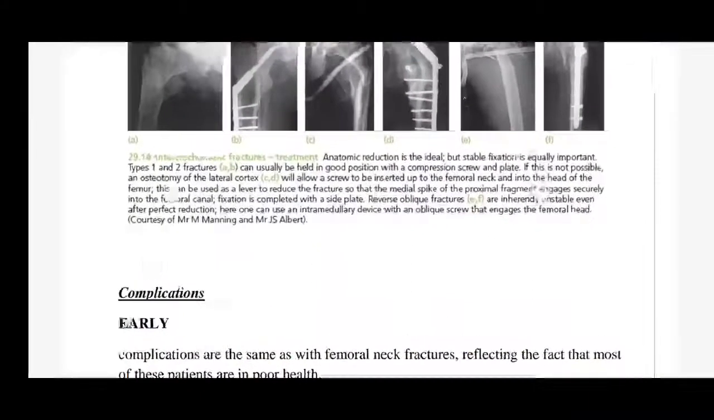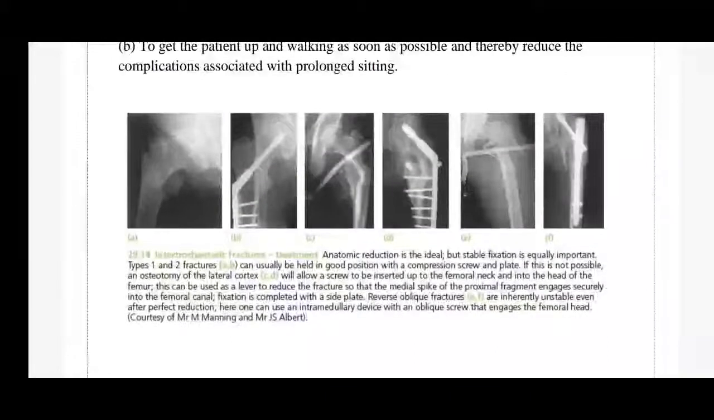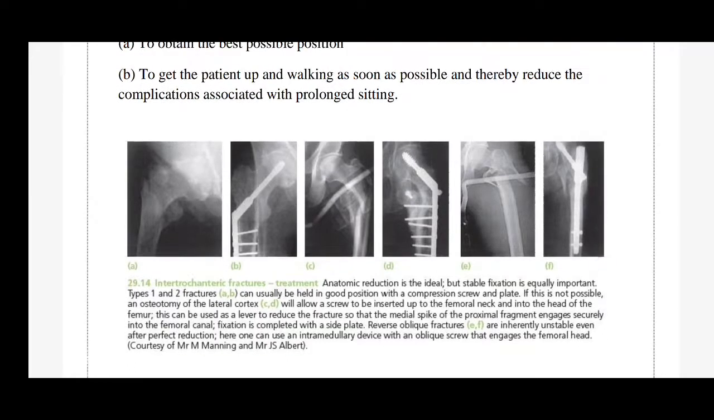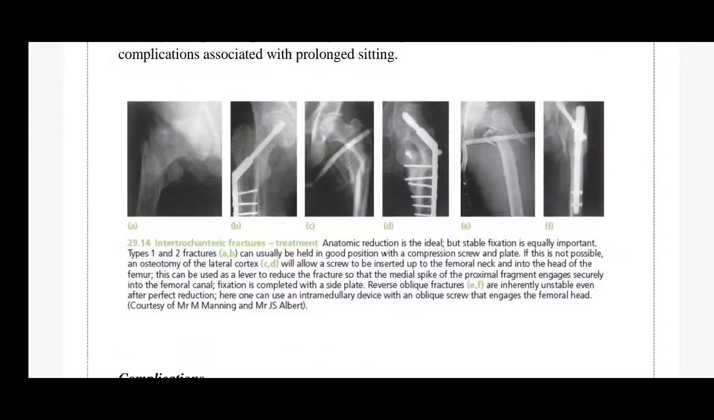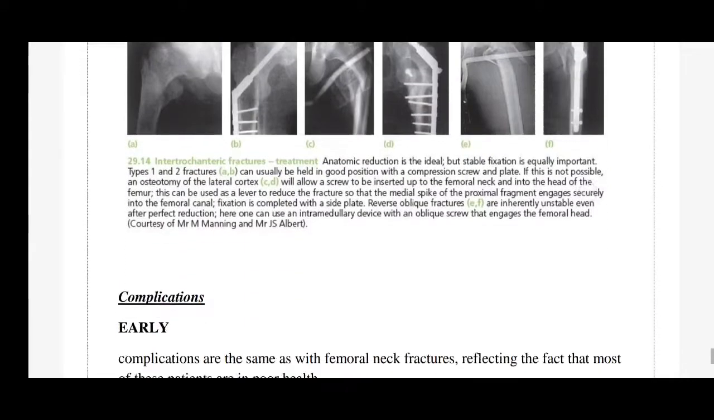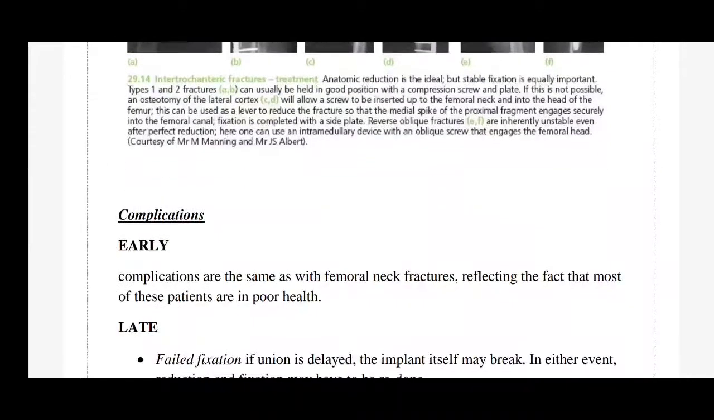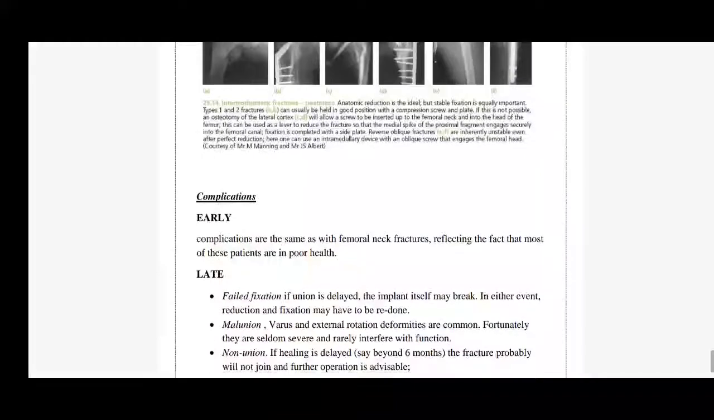The modalities of fixation available for the intertrochanteric fracture: this is the dynamic hip screw, or DHS. This is the dynamic hip screw with multiple interfragmentary screws, and this is the intramedullary nail, or gamma nail, or proximal femoral nail. Another modality is the locked blade system, which is new, or the biological blade. This is the proximal femoral anatomical blade.